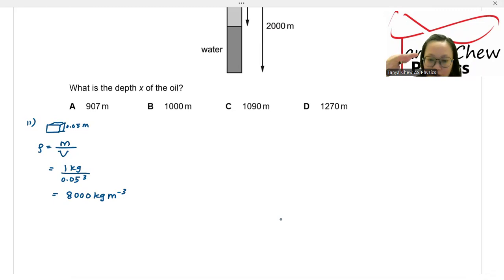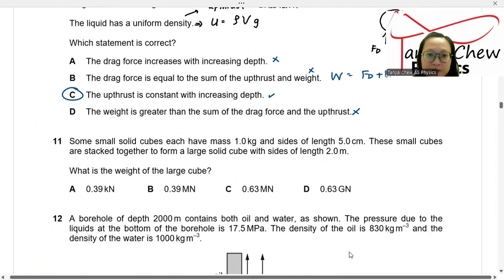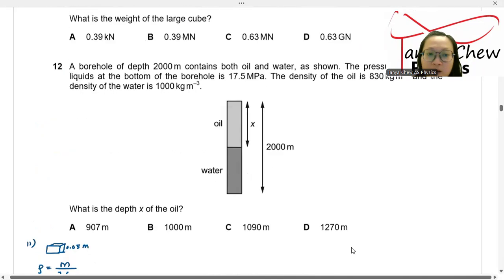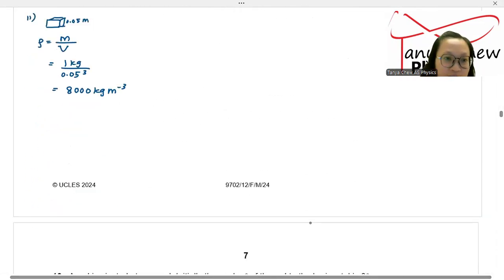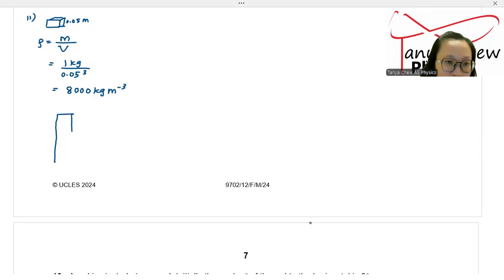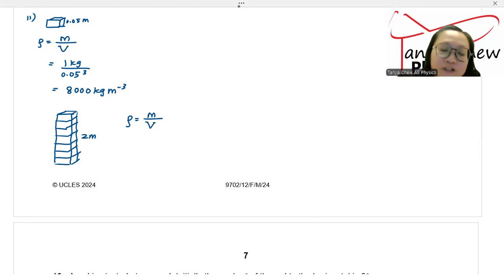And then all these cubes are stacked together, with, I don't know how many of them, right? Because they said they're stacked together to form a large cube with the side, they told us the side. So just imagine that all these cubes are stacked together to form a larger cube of side length 2 meter. So I just want you to remember because they are of the same cube, one density. So density, mass over volume. I just need to find the mass of the large cube when they are being stacked together.